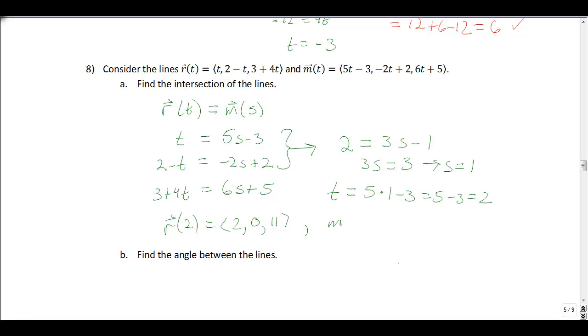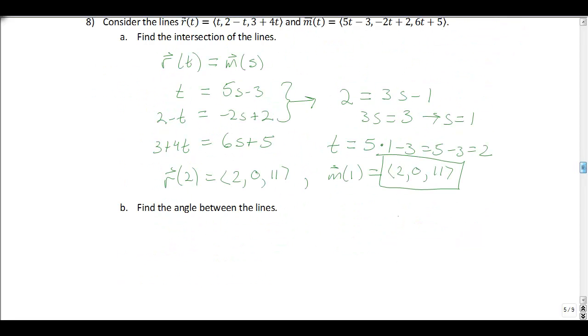And then we do m of 1, plugged in s equals 1. We get 5 minus 3, that's 2. Negative 2 plus 2, that's 0. 6 plus 5, we do get the 11. So our answer here, our intersection point is (2, 0, 11), the same for both here. Now, I guess in principle, you just try values of t until you find ones that match. That's generally really tough, so we want a more systematic approach.